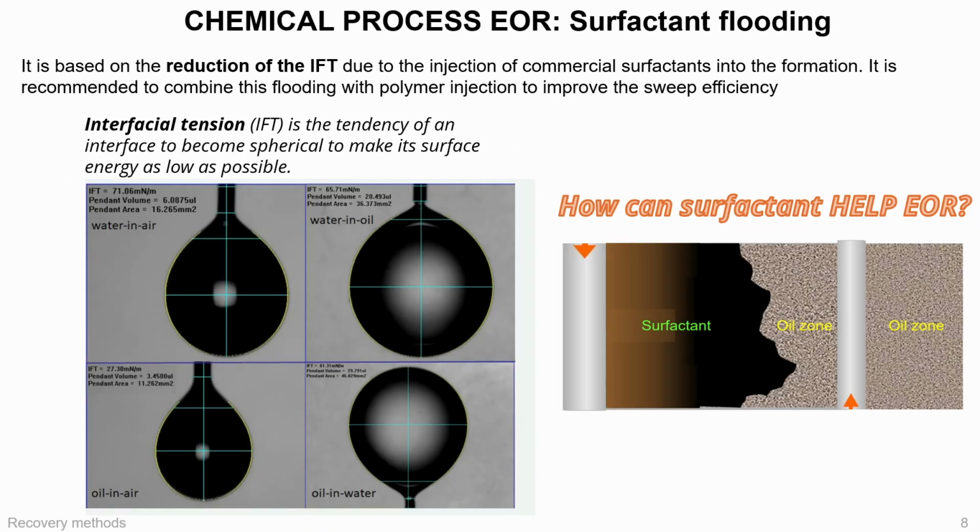Surfactant flooding is based on reducing interfacial tension, or IFT, between oil and water. When interfacial tension is high, oil can remain trapped in pore throats by capillary forces. By reducing IFT, surfactants help mobilize the trapped oil. This method is often combined with polymer injection to improve sweep efficiency. Because mobilizing oil is not enough by itself, we also need the displacement process to contact a large portion of the reservoir.